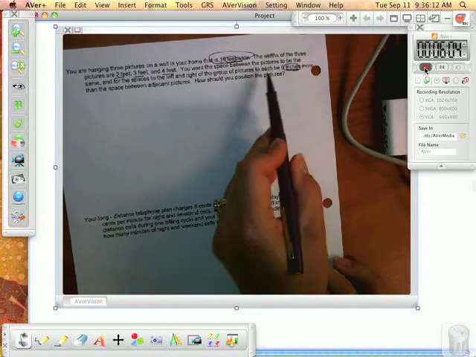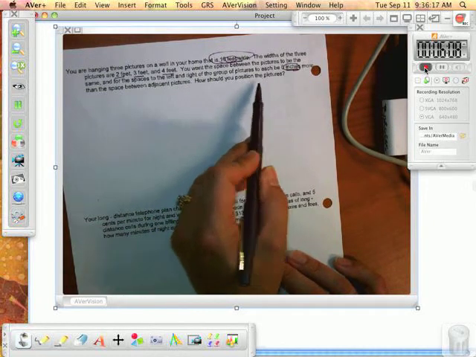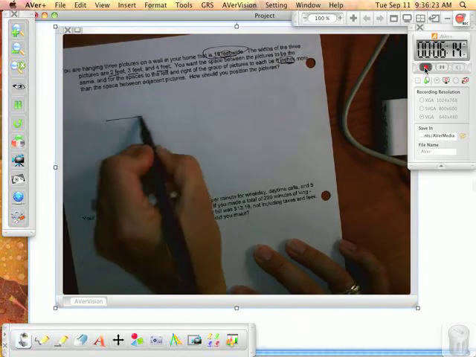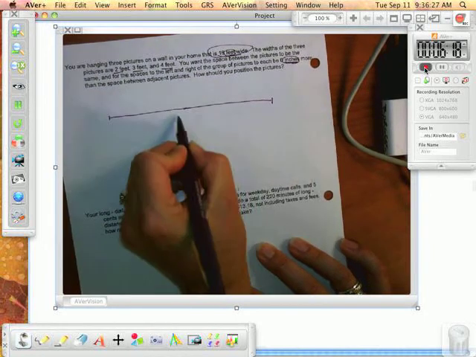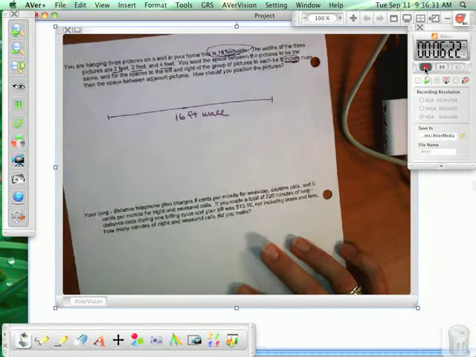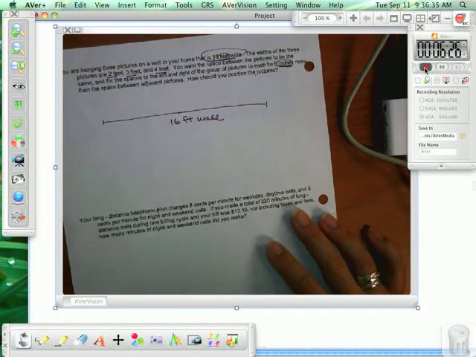Each to be 6 inches more than the space between the adjacent pictures. How would you position the pictures? I need to draw pictures. Okay, what are they talking about here? They are talking about a 16-foot wall. This is my wall. 16-foot wall. That's the total space I'm working with.